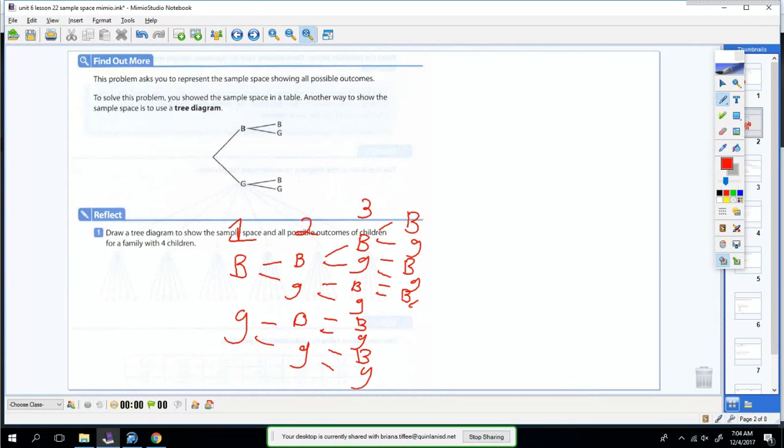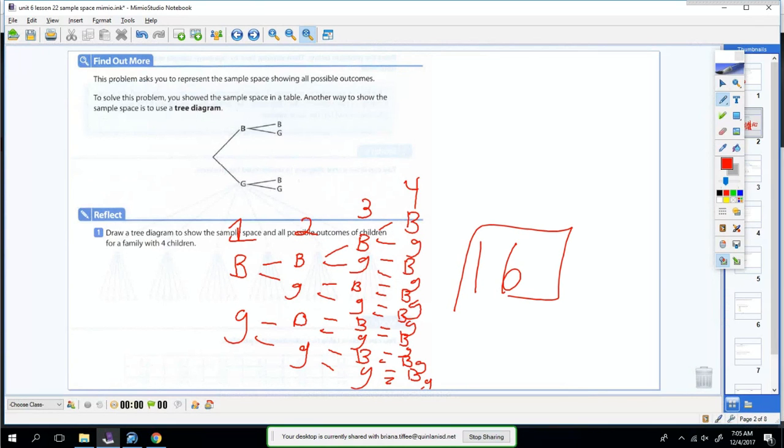I lost track. My girl's supposed to go down there. It gets a little congested. One, 2, 3, 4, 5, 6, 7, 8, 9, 10, 11, 12, 13, 14, I believe. Two, 4, 6, 8, 10, 12, 14, 16. So I think there should be, there's just 4 kids, so there's 16 possible outcomes.